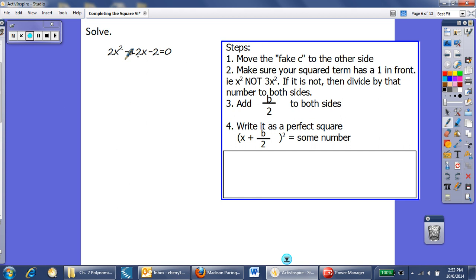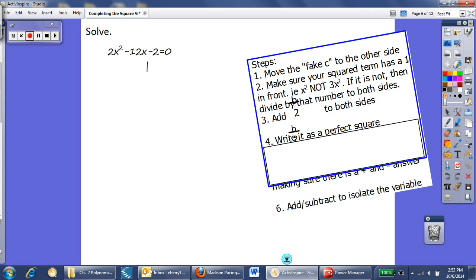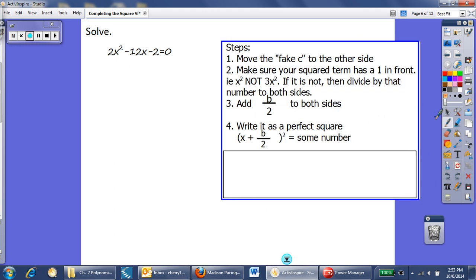Okay, let's go ahead and start. Number 1, it says move the fake c to the other side. Notice this negative 2 here. I'm going to move this to the other side. So by doing that, I end up adding 2 to both sides. I get 2x squared minus 12x equals 2. Step 1 is done. Step 2, it says make sure your squared term has a 1 in front.